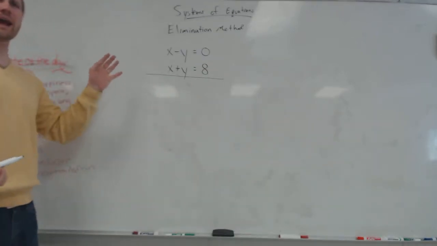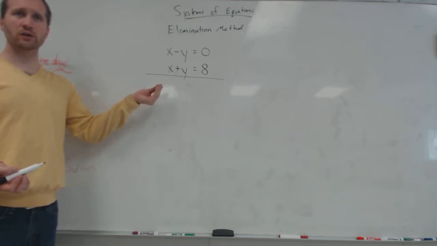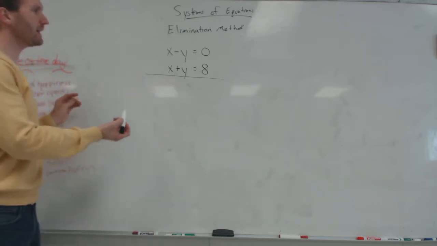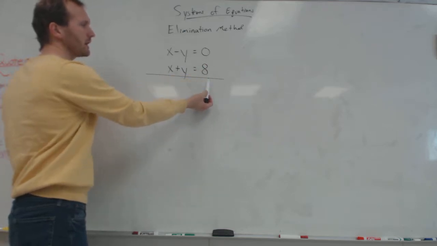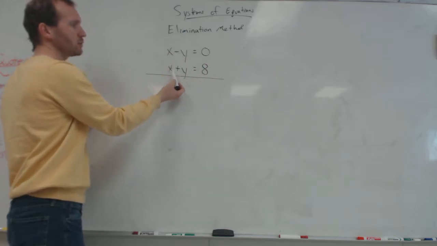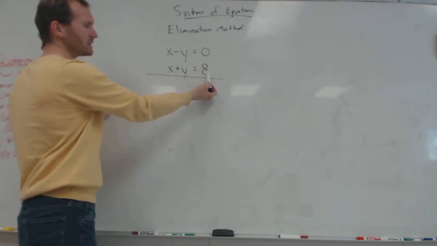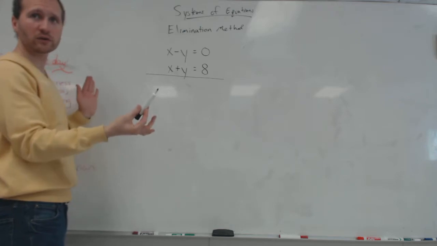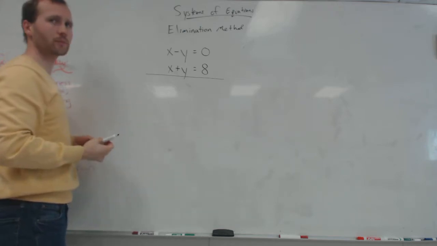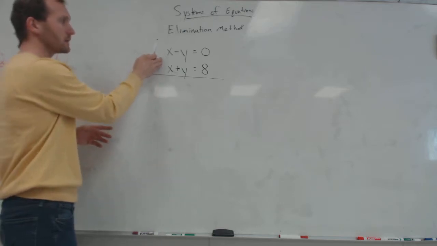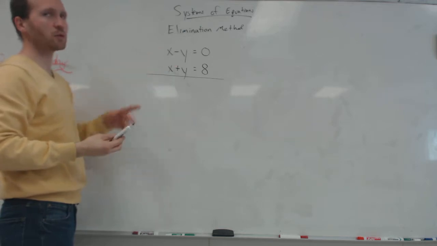I can actually add these two equations together to make one equation. So I can add this side of this equation plus this side of this equation, and then I can add this side plus this side, and I will get one equation that I can solve. This is your system of equations. You have two equations, two variables.